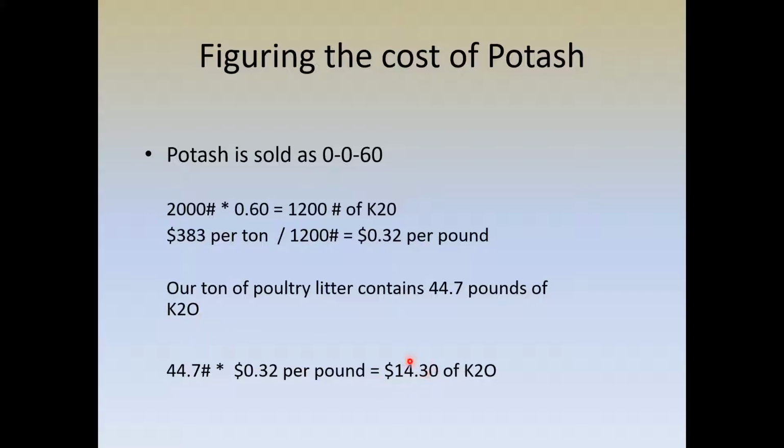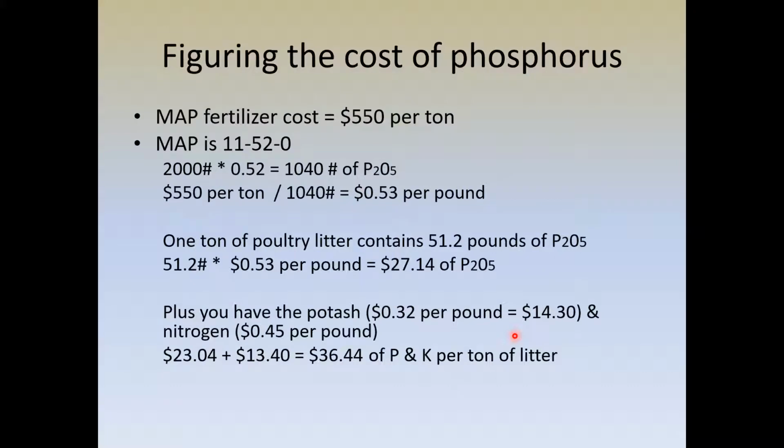So there's $14.30 of K2O in that ton of poultry litter. If we also want to look at the phosphorus, the MAP fertilizer price down the road is $550 a ton. And it might be $650, they said pretty soon. It's really going up. Well, MAP was 11-52-0.